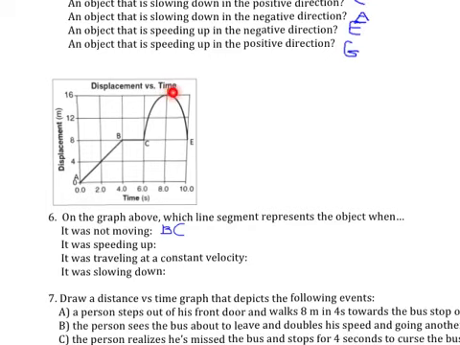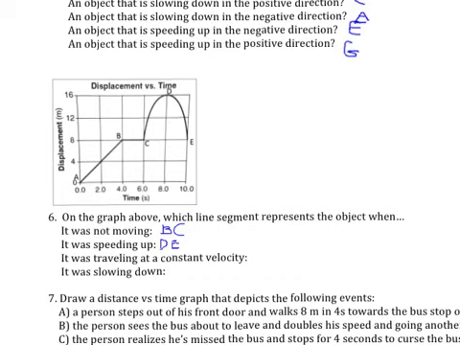It's actually speeding up here, because right now its velocity is 0, and it's getting steeper and steeper. It's going faster and faster and faster. It's just doing it in a negative direction. So it's speeding up during line segment D, E.